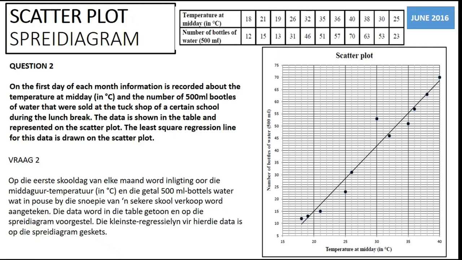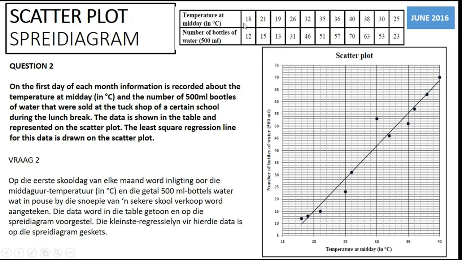And then they say the least square regression line for this data is drawn on the scatter plot. Let me just quickly explain what that means. So you see all these dots, and they are plotted points, as you know. If you look at the top table there, you see there's temperature on what we normally call the x-axis and the number of bottles on the y-axis, and then we go plot the points.